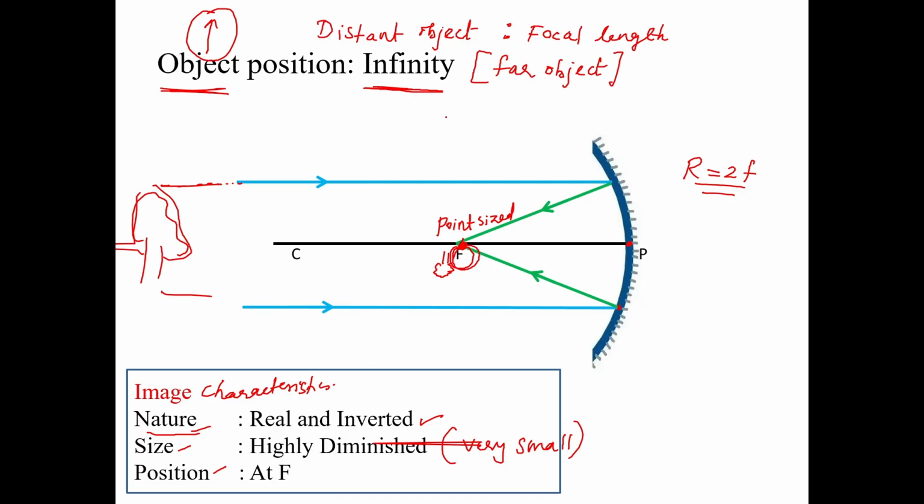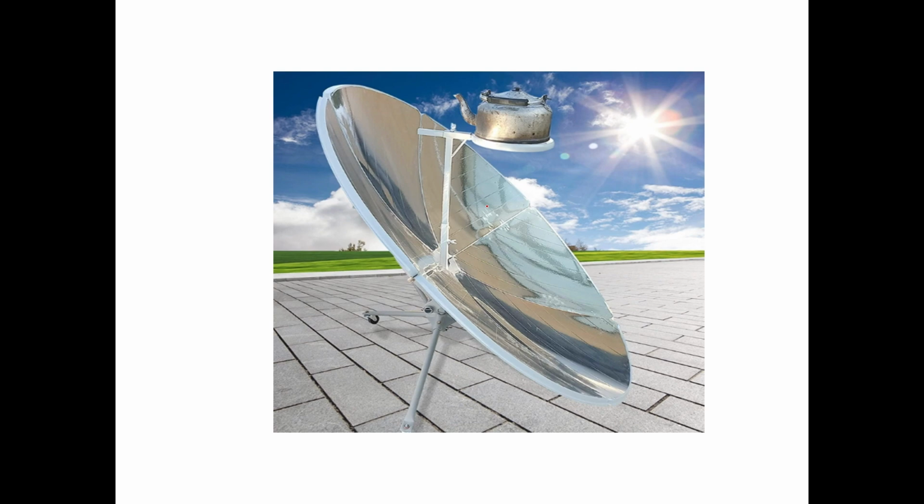So this is the first object position. Now tell me, where are we applying this object position in real life? Have you noticed this anywhere? This is a solar cooker. Here, this is a concave mirror shape, a curved mirror, and this is the sun, which is very far. The sun is at infinity. The rays coming from infinite objects are nearly parallel, so they hit the mirror and converge at this point.